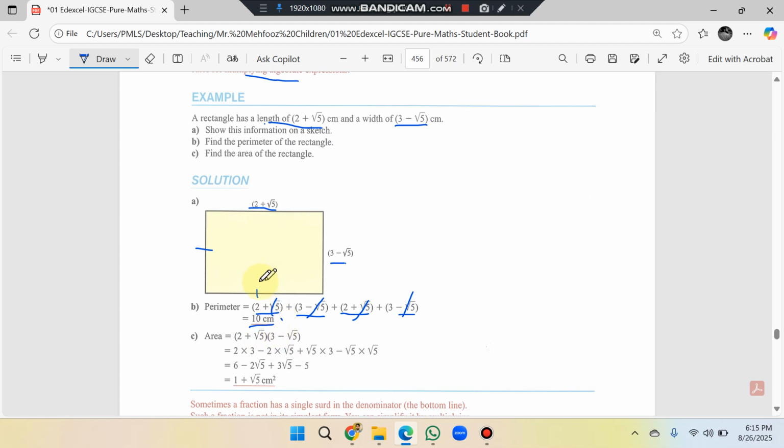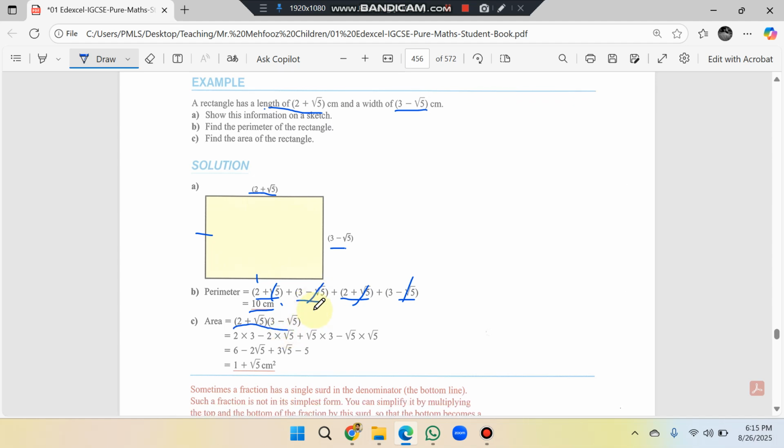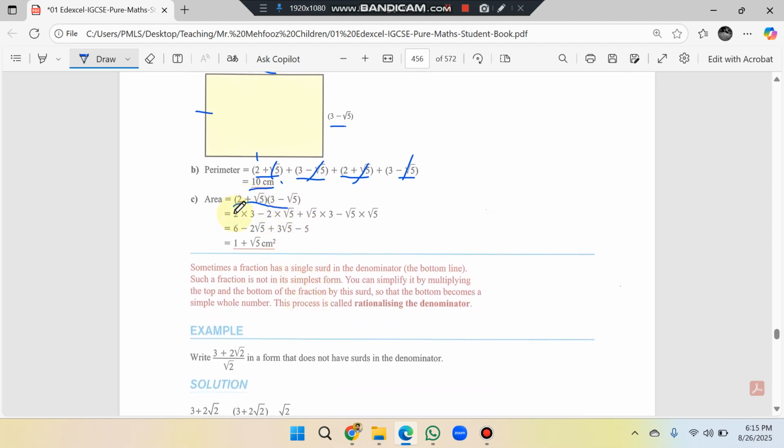Okay. Also for area, find the area of the rectangle. For area we have to multiply the length and width. And how can we multiply it? We just multiply the first term by the first term. So it will become 2 multiplied by 3, and first term with the last term, that is 2 multiplied by minus square root of 5, and this second term with the first term, that will become square root of 5 multiplied by 3, and also square root of 5 multiplied by minus square root of 5. This will become 6, and it will become minus 2 square root of 5. This will become plus 3 square root of 5, and square root of 5 multiplied by square root of 5, it will be minus 5 due to this minus.